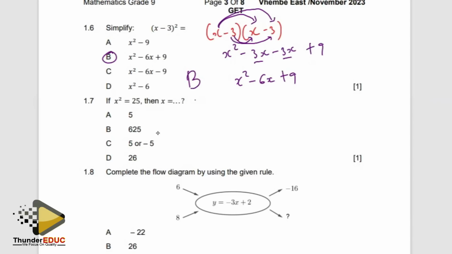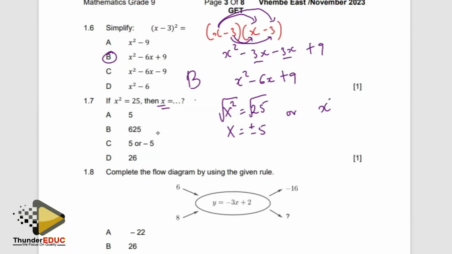All right, then if x squared is 25, then what is x? For us to solve for x, there are two ways. One, we can find the square root on either side. And whenever we find the square root, we should be able to get two answers, a positive and a negative answer.